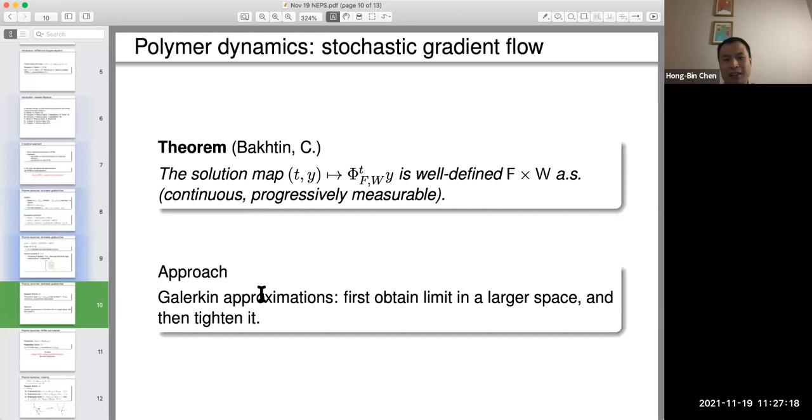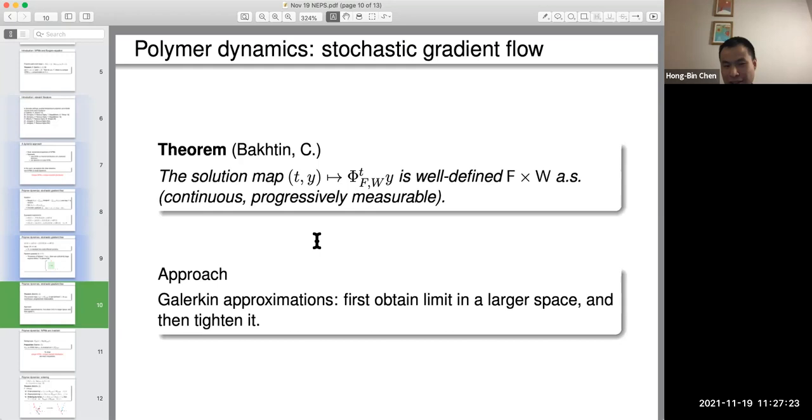And the first result is that we show that indeed the dynamics exists, and the solution map, mapping from the time t and the initial condition y to the solution at time t, is well defined almost surely. It's a strong solution, continuous with respect to initial conditions and also noise, and it's progressively measurable. The approach here is quite like PDE. We use Galerkin approximations: we approximate by finite dimensional SDEs, obtain a limit in a larger space, and then tighten it down to the correct space we want.